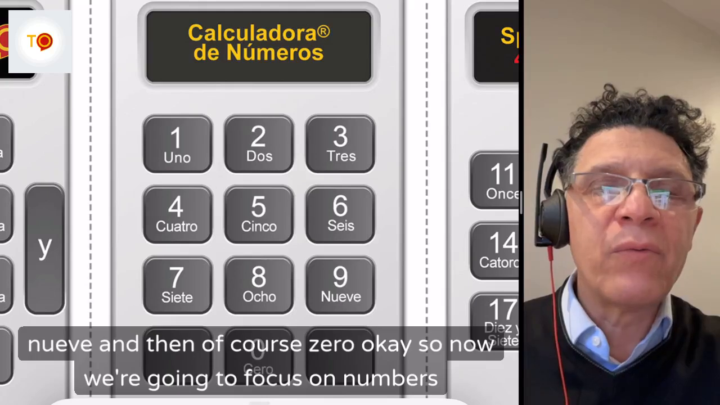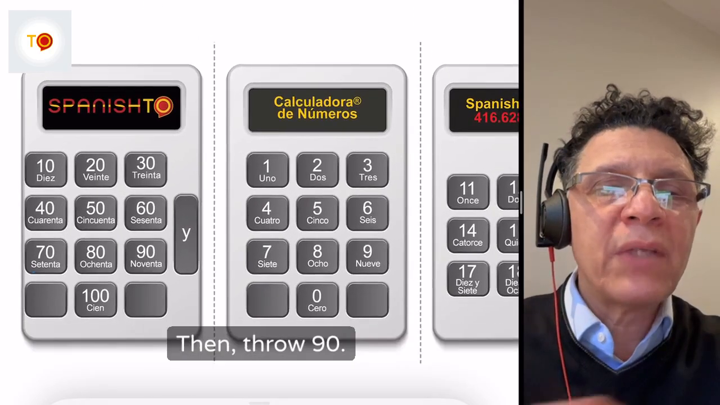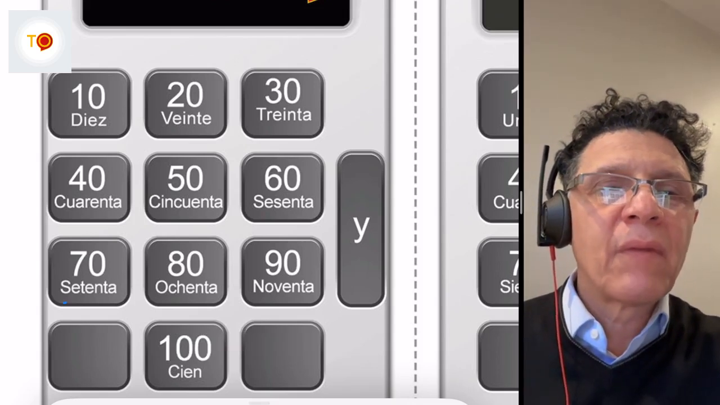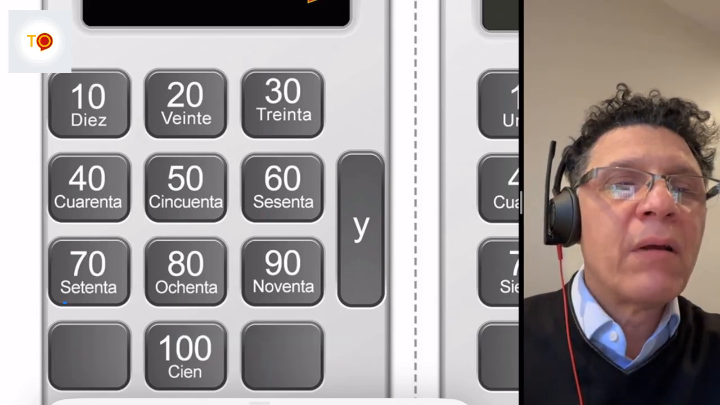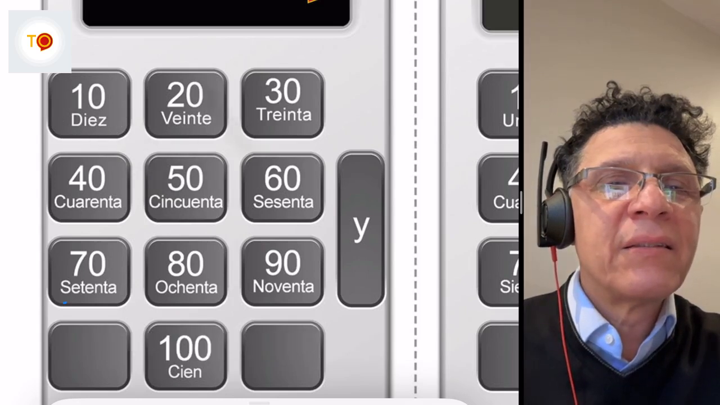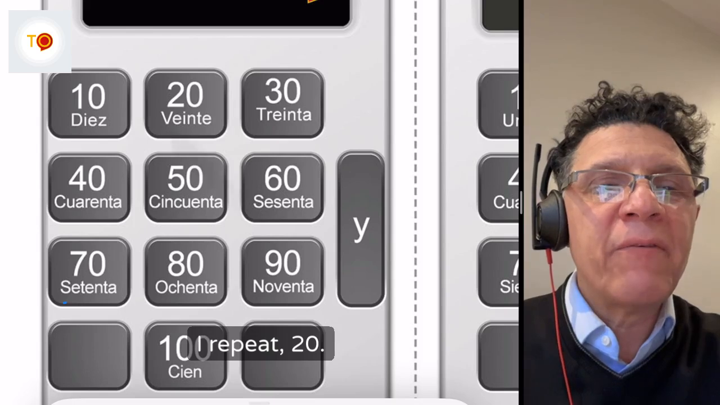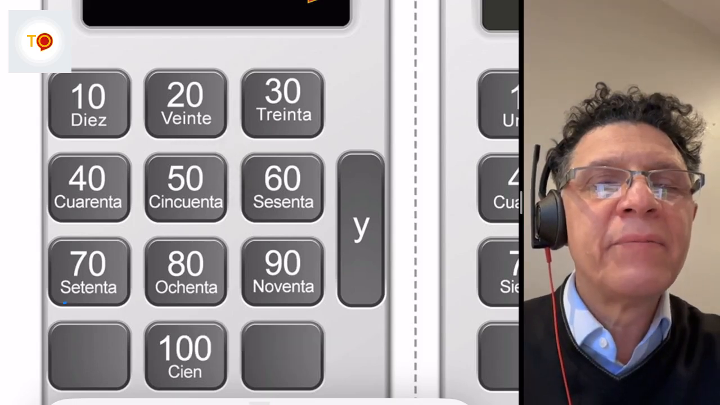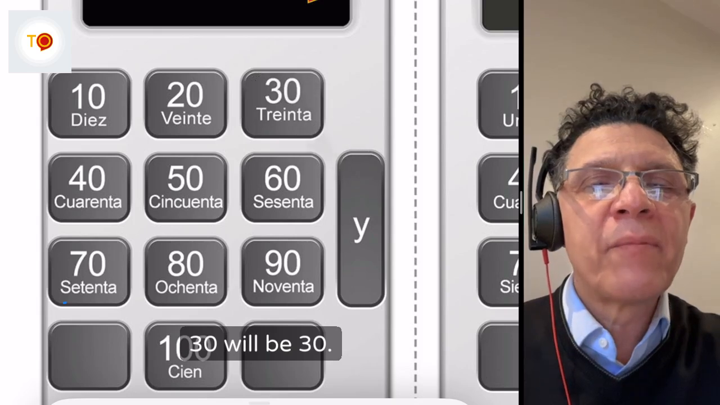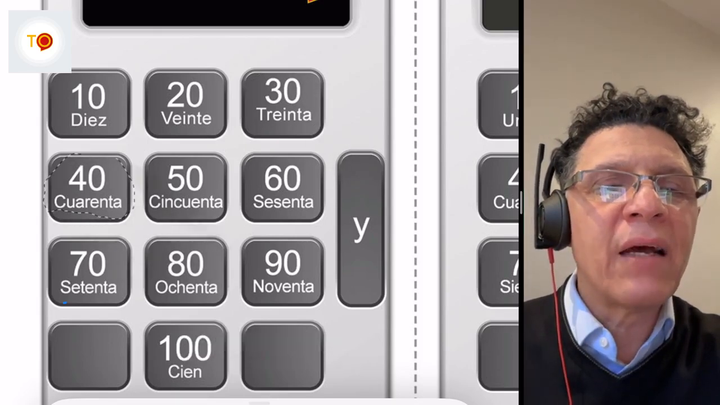Okay, so now we're going to focus on numbers 10 through 90. Say it with me. Number 10 would be 10. 20 would be 20. I repeat, 20. 30 would be 30. 40, 40.